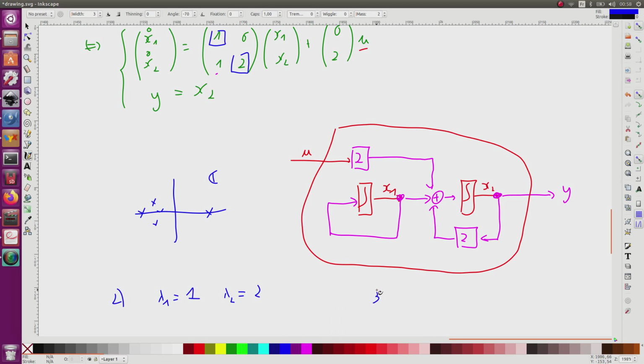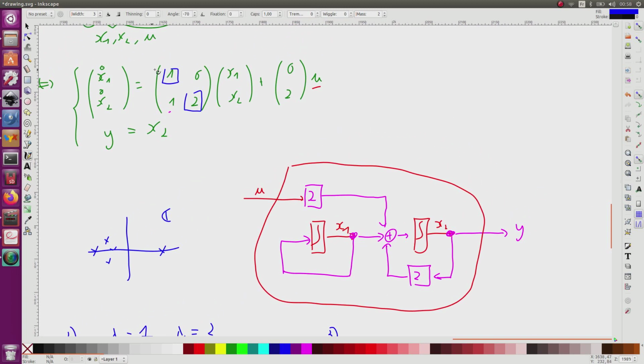Question number 3, I have to find the transfer function of this system. For this, I will start with the state equation and I will go to the Laplace plane, so the Laplace representation. The derivative becomes s x1 hat for the derivative, which is equal to x1 hat due to the one here. There is no u.